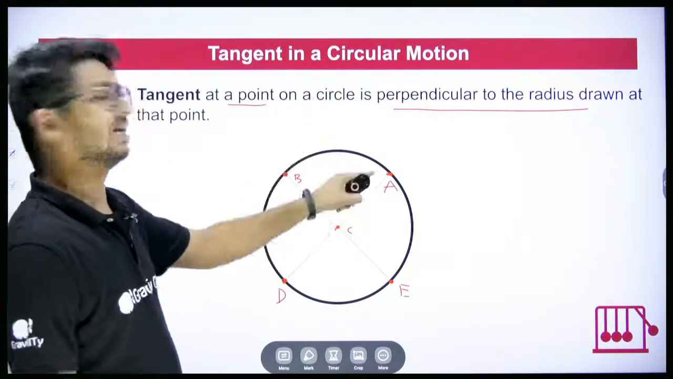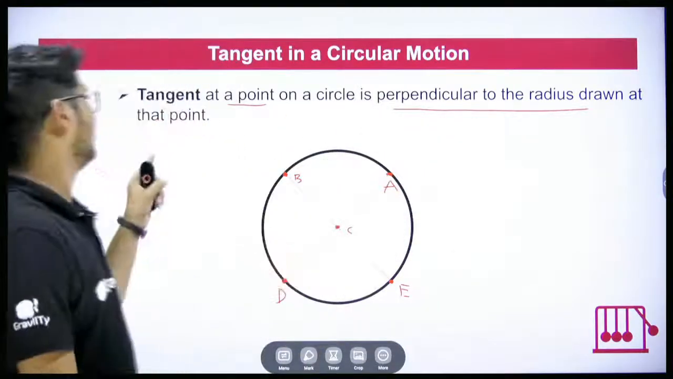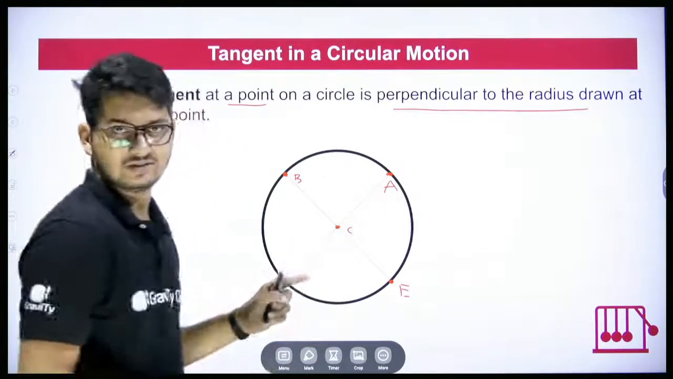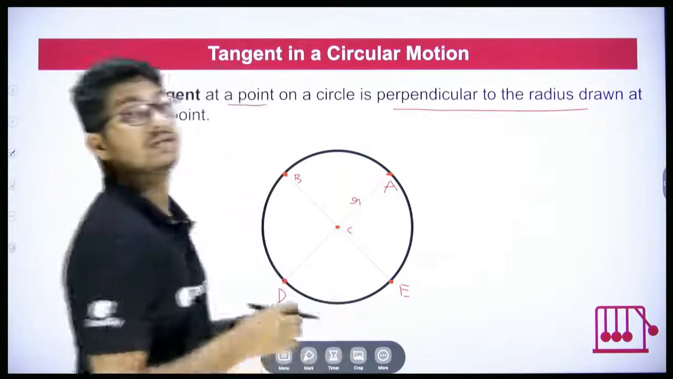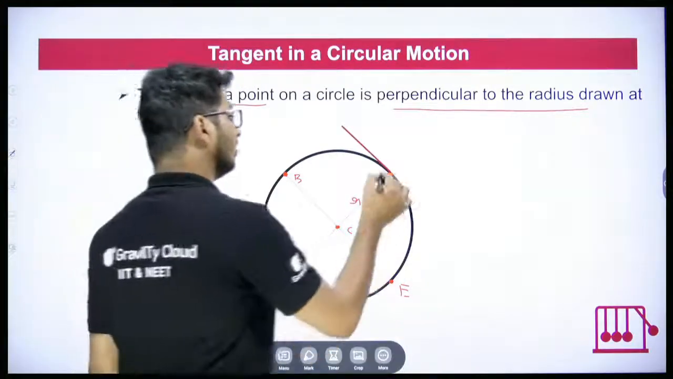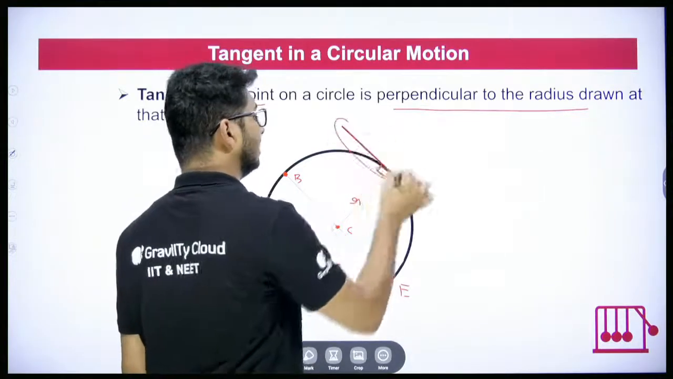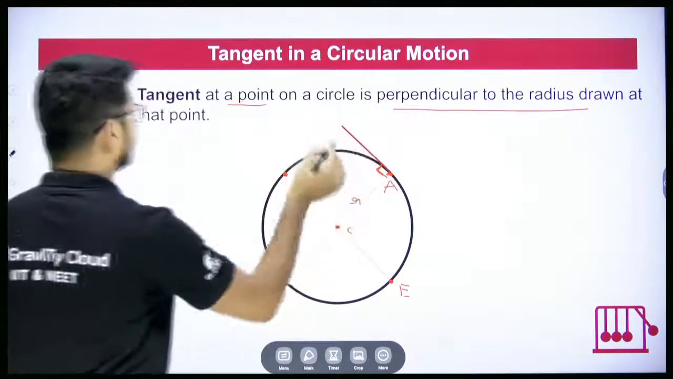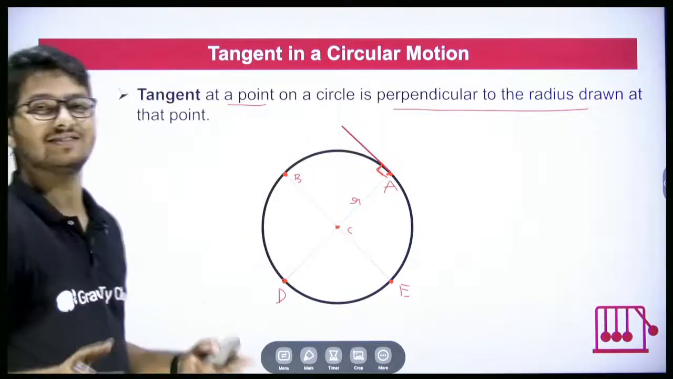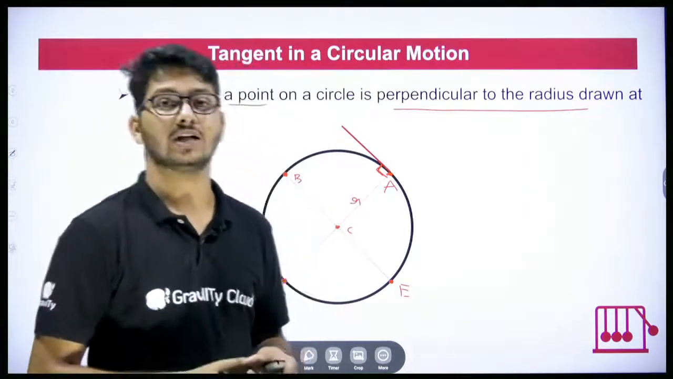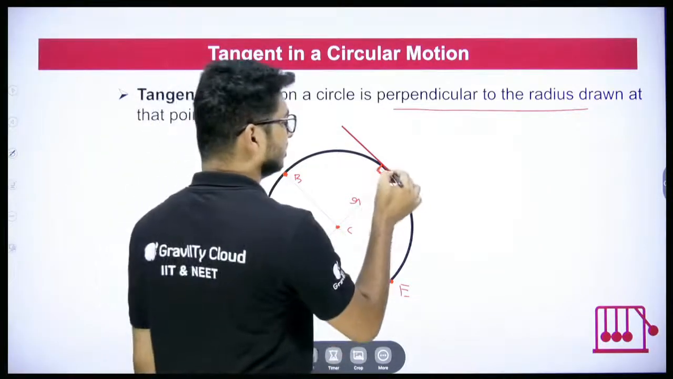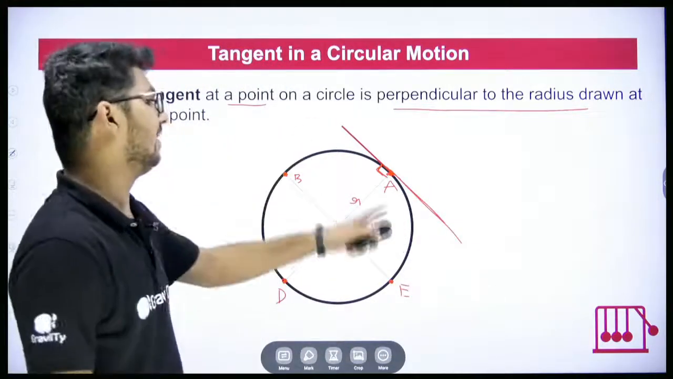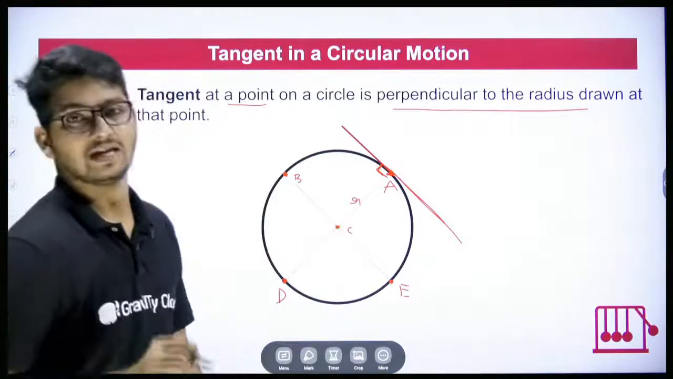Now, tangent at a point on a circle, let's say if I take it at A, tangent at A on the circle is perpendicular to the radius drawn at that point. So at A, CA is the radius. So the line which is perpendicular to that radius, this line here is perpendicular to CA, perpendicular to the radius at that point. That line is the tangent. Obviously you can extend it in this way also, it doesn't matter. So this line which is perpendicular to the radius is the tangent.